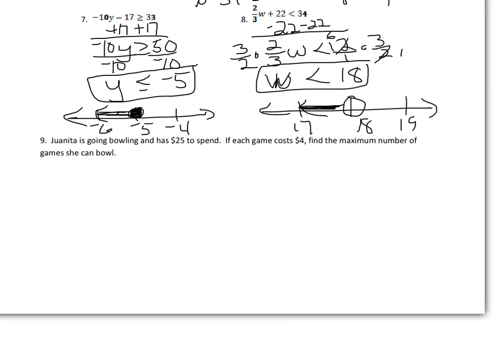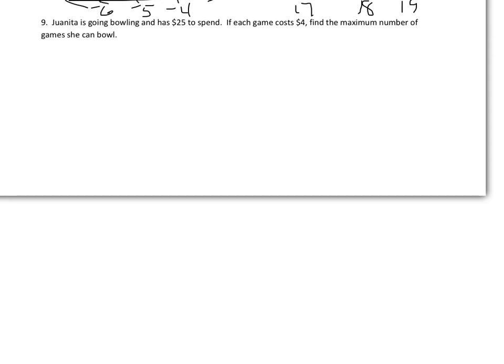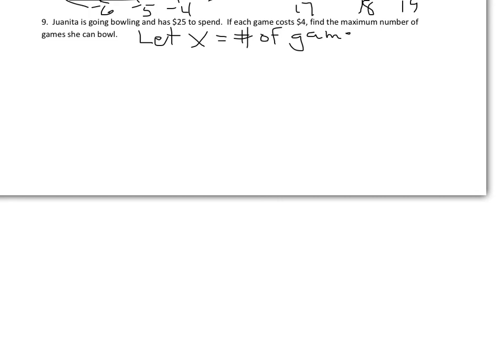Okay, let's look at the word problem. It says Juanita is going bowling and has $25 to spend. If each game costs $4, find the maximum number of games she can bowl. So what we don't know is the number of games bowled. So we're going to let X equal the number of games bowled. That's what we want to find out, how many games she can bowl. That's what we don't know.